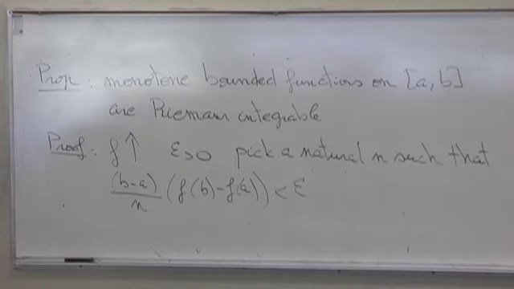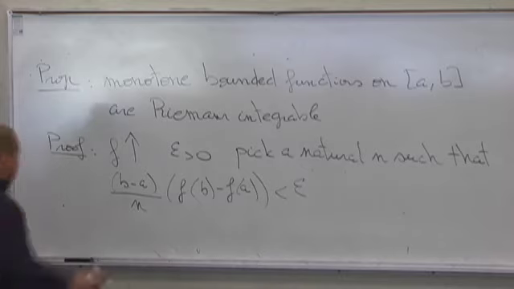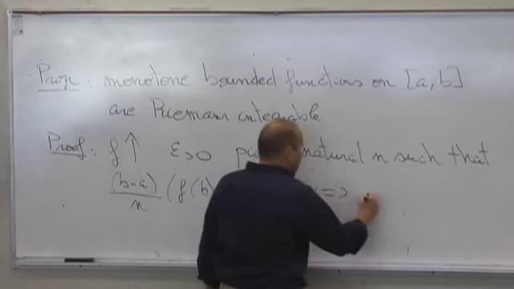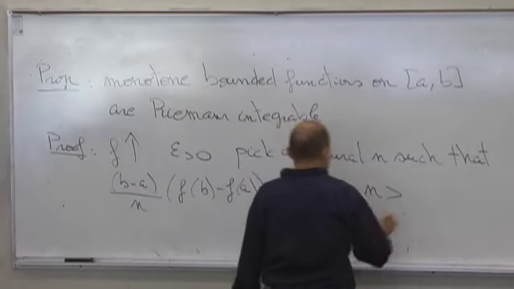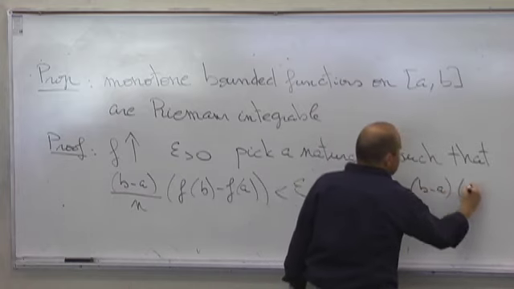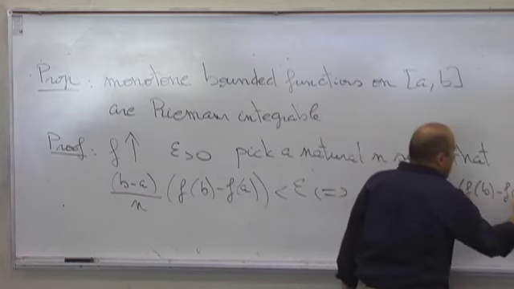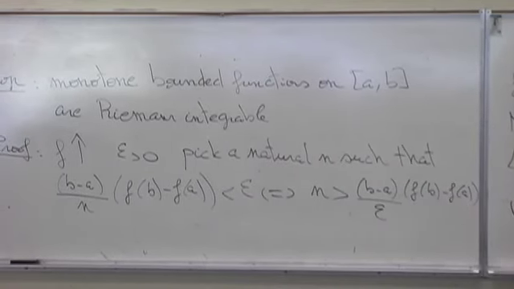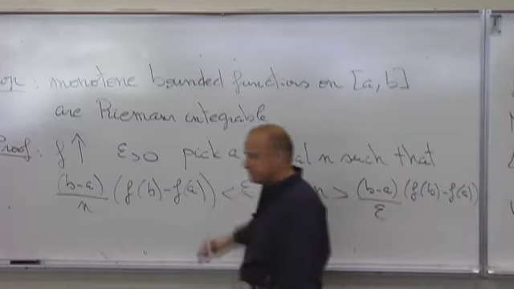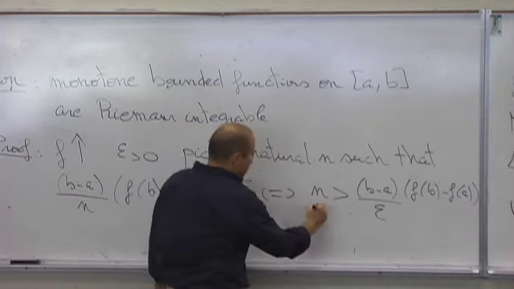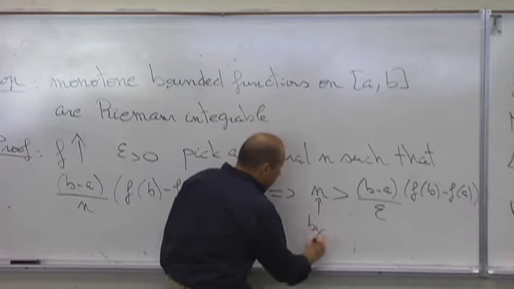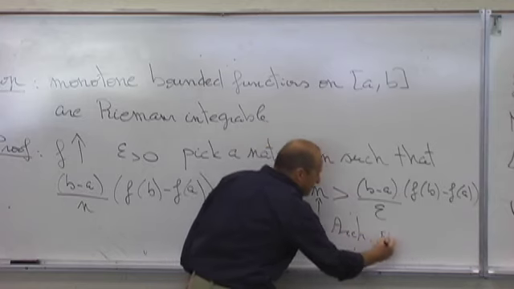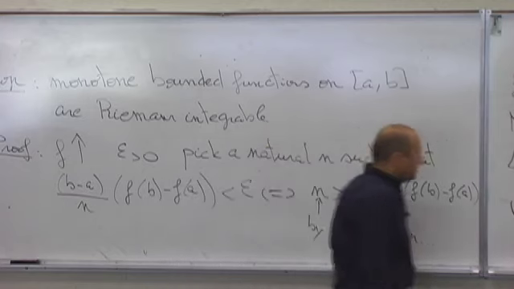It's the Archimedean property because this is equivalent to n being bigger than (b minus a)(f of b minus f of a) over epsilon. So if I can find n doing this, then of course I'll have this. So n exists by the Archimedean property. Fine.